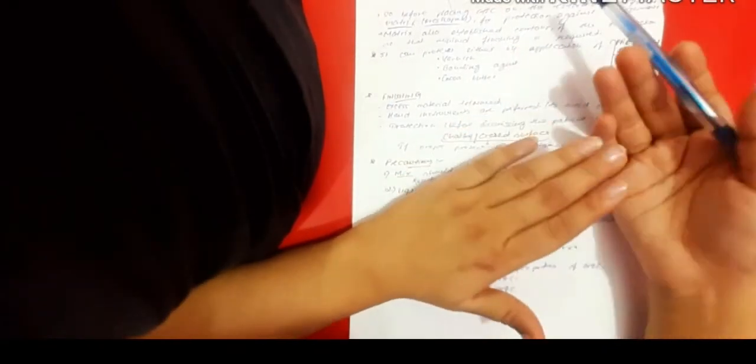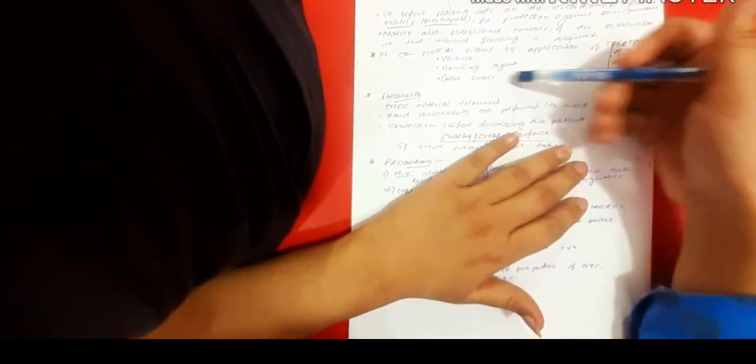Okay, a pre-shaped matrix for protection against the environment. Now the matrix also establishes the contour of the restoration, so that minimal finishing is required. So this matrix has two uses. One, it prevents loss of water. Now it also requires less finishing. It can also protect by application of varnish, bonding agent or cocoa butter.